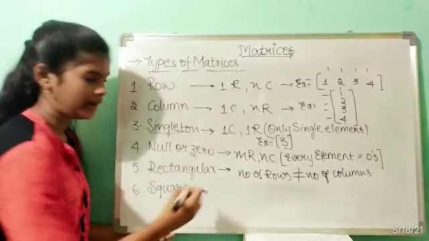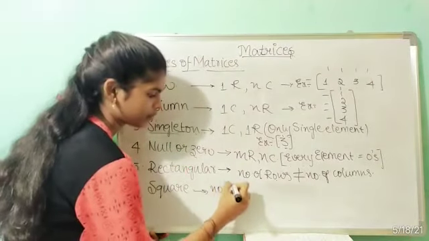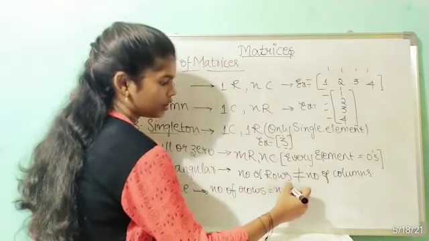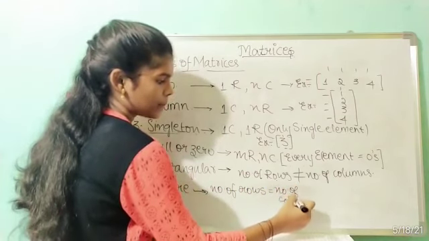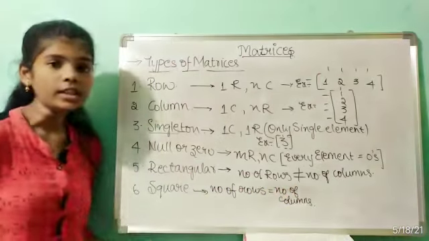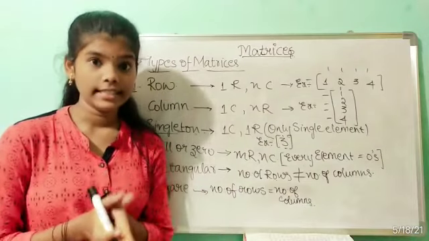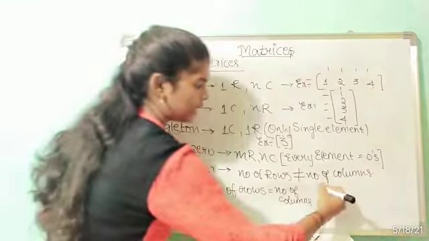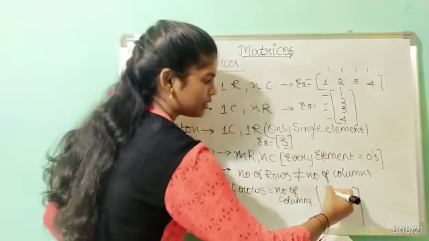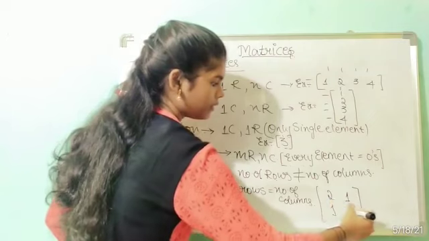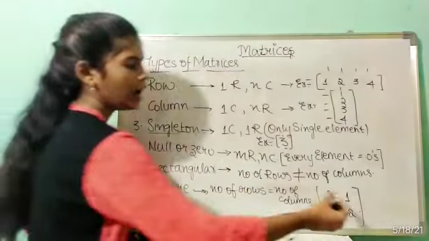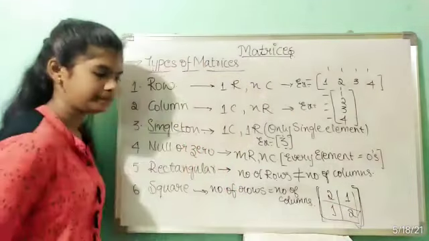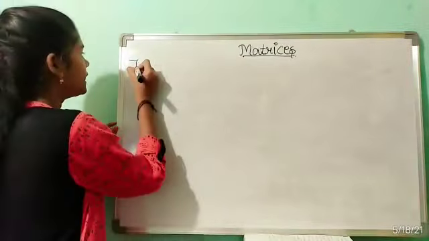Moving on to the square matrix. Number of rows equal to number of columns. If you observe a square, it's like all sides are equal. Same as here in square matrix, all the sides, I mean matrices. So all the sides, I mean number of rows and number of columns will be equal. Next, diagonal matrix.